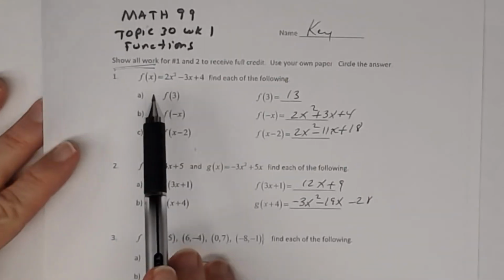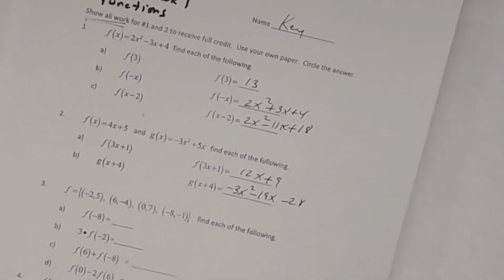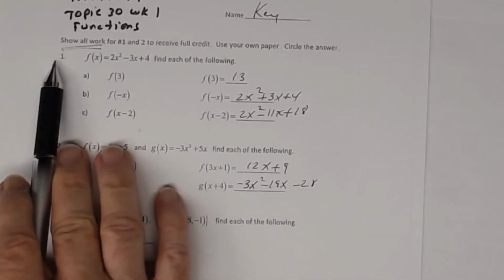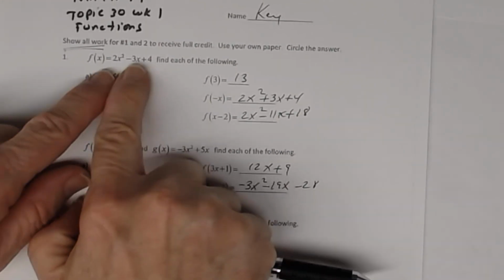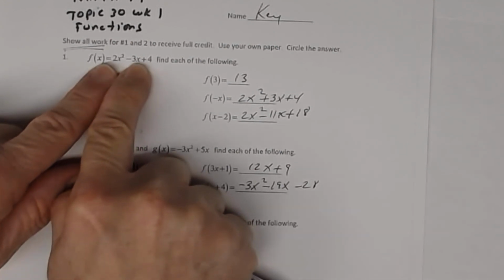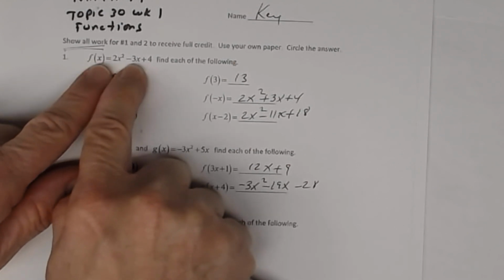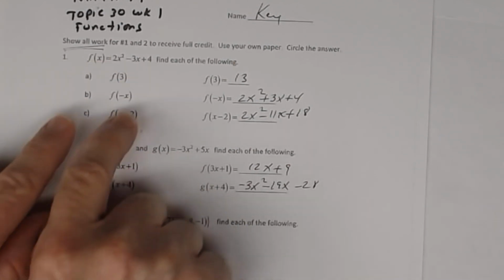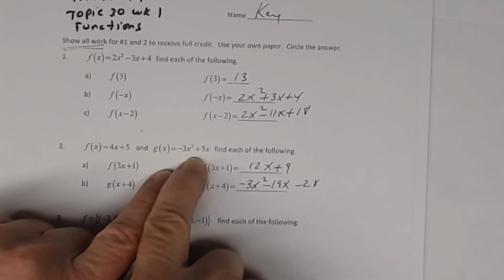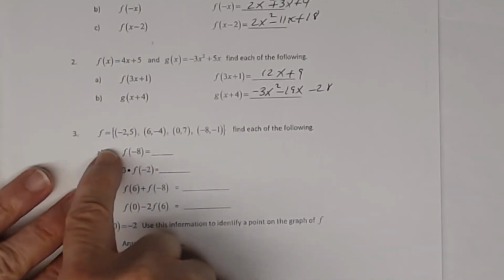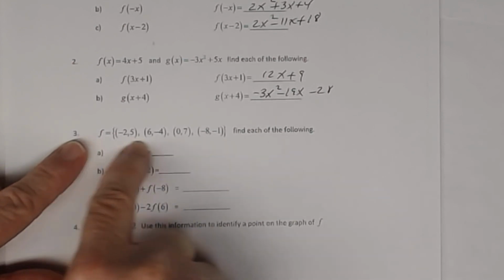Now the difference between 1, 2, and then 3 is that in problems 1 and 2, your functions were given as expressions. So you were given a function equation here, right? See that? F of x equal, g of x equal, a polynomial. These are polynomials in this case. But here, your function is a set of ordered pairs.